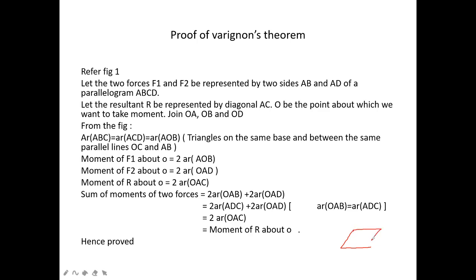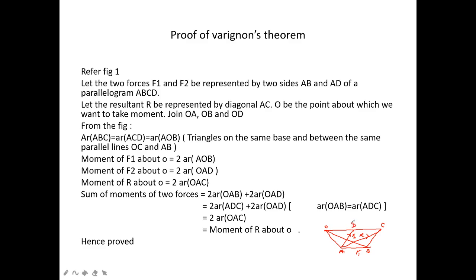Drawing this figure again. This is a parallelogram. This is the point O. This is the diagonal. This is the resultant force R. This is the force F1 and this is F2. This is point O, A, B, C and D.